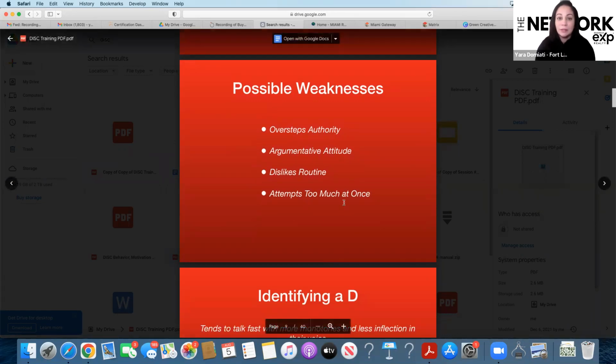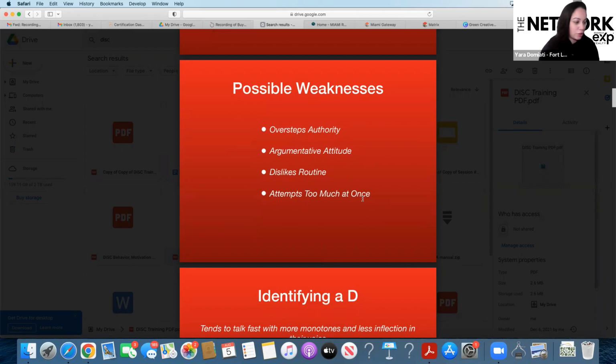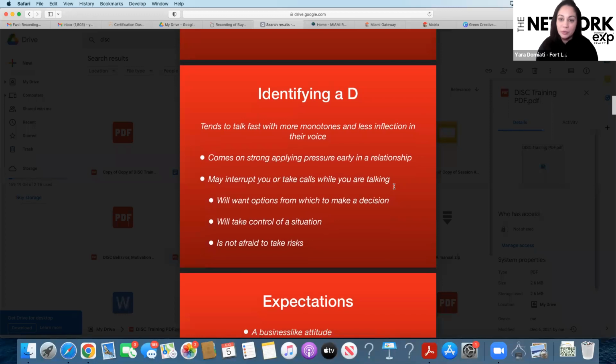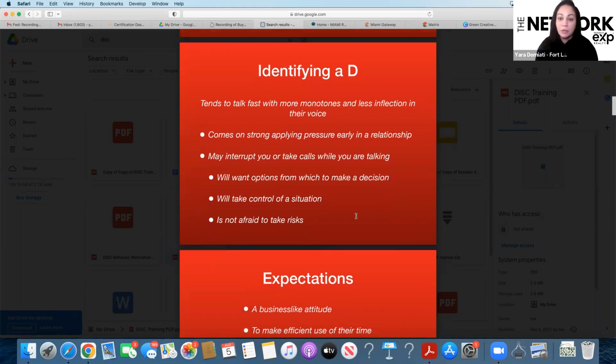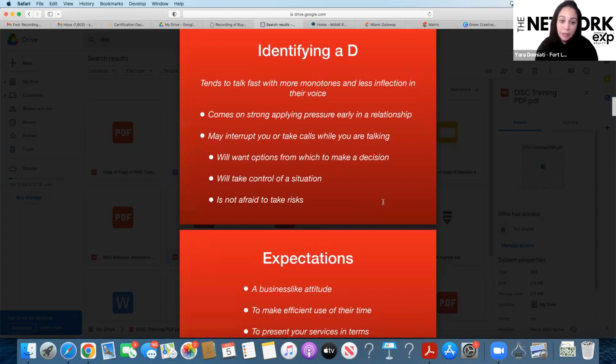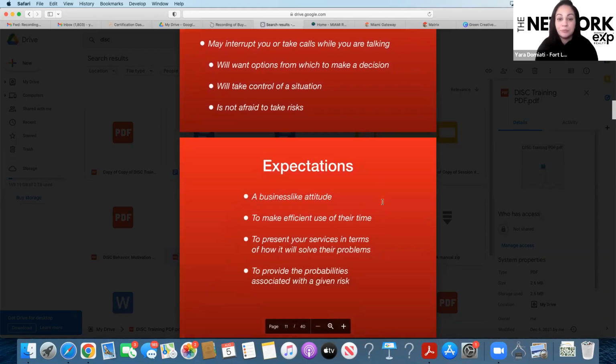They attempt too much at once. So multitaskers, people that maybe have ADHD, that will start one thing, not finish it, go to the next thing, not finish it, next thing, not finish it. I relate so highly to this. Identifying a D: they tend to talk fast with more monotone and less inflection in their voice. They come on strong, applying pressure early in a relationship. They may interrupt you or take calls while you are talking. They will want options from which to make a decision. They'll take control of a situation, and they're not afraid to take risks.